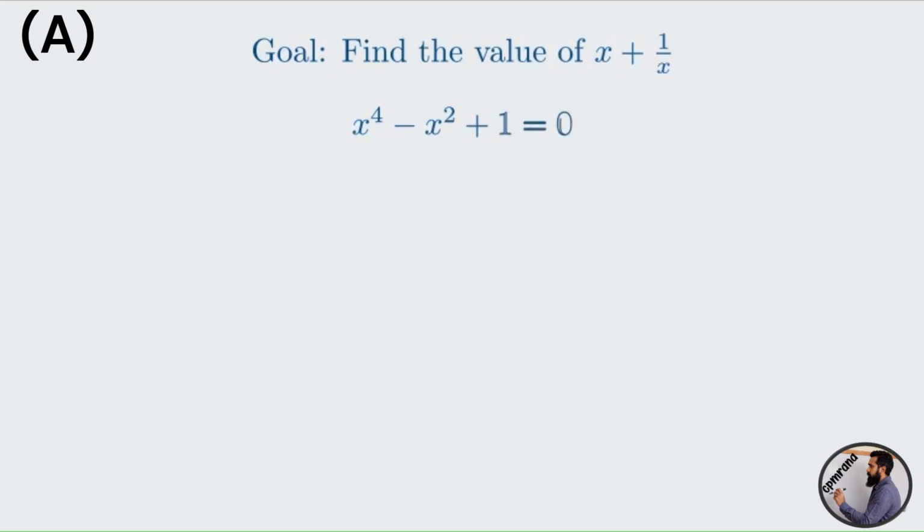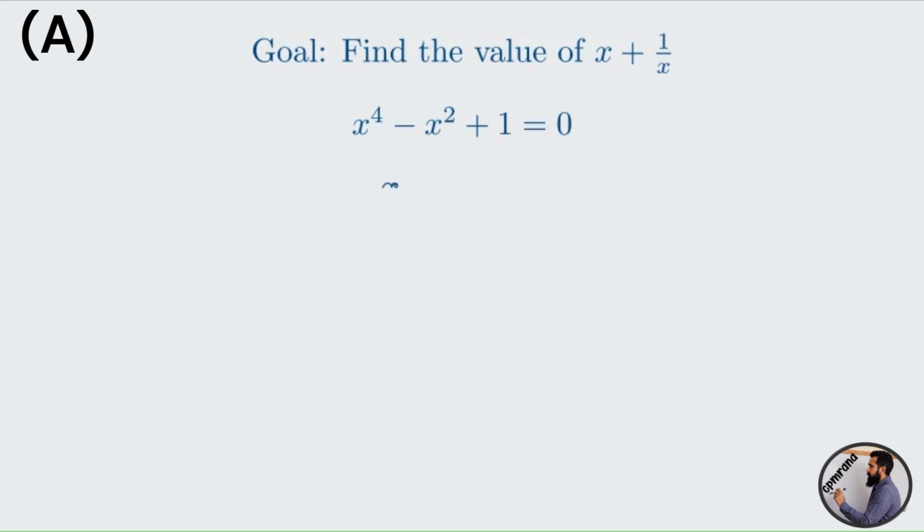We are starting with the equation x to the power of 4 minus x squared plus 1 equals 0. We will use this single piece of information to solve all three parts of the problem. In this first part, our objective is to find the value of x plus 1 over x. We start with the given equation.